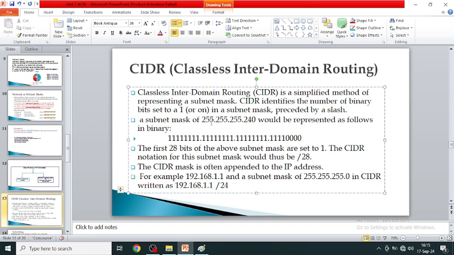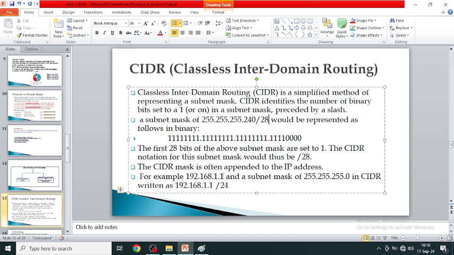A subnet mask of 255.255.255.240 would be represented in binary like this: in the last 8 bits, the most significant bits are 1111, and that gives you 240. So the first 28 bits of the above subnet mask are set to 1. The CIDR notation for this subnet mask would thus be slash 28. Like this we have to specify classless interdomain routing.